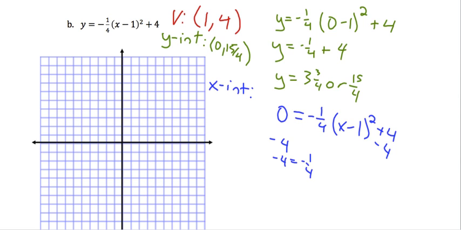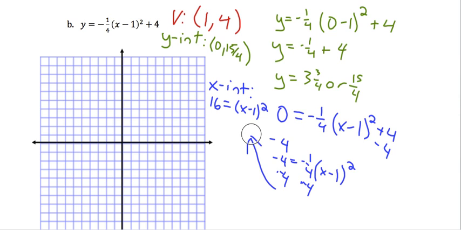Now, I don't want to square root both sides yet because I can't take the square root of either of those negatives, but I've got 2 negatives. What I'm going to do is, to get rid of that negative 1/4, I'm going to multiply both sides by negative 4. Okay, and that is going to get me 16 equals x minus 1 squared.